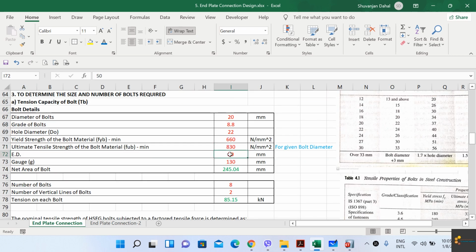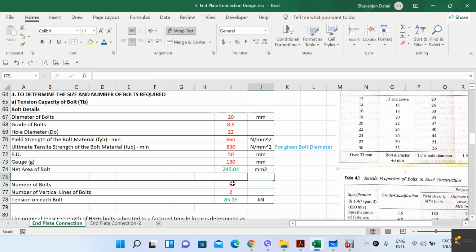The edge distance we will take as 50 mm. Edge distance means the distance from the center of bolt to the edge of the end plate, and the gauge we will take is 130 mm. Now the net area of bolt is given by this formula here, that is generally we take it 0.78 into pi by 4 d square. D means the diameter of bolt, which is 20 mm. The net area of bolt comes out to be 245.04 millimeter square.